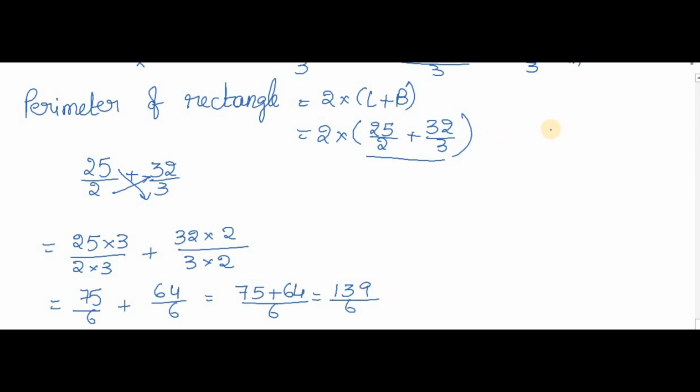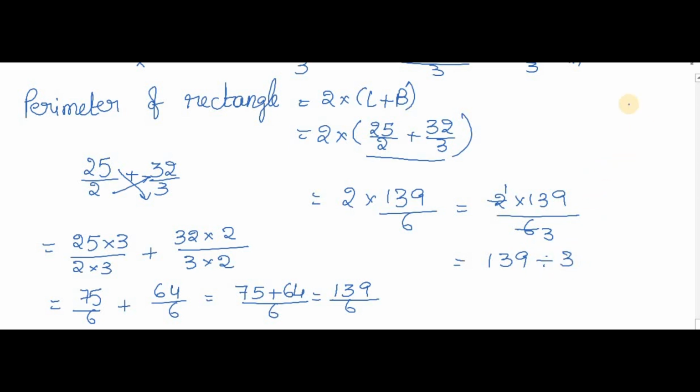So first we will substitute the value and then we will change that into a mixed fraction. So this one can be written as 2 into 139 by 6. 2 1s are 2, 2 3s are 6. This kind of cancellation will come. Okay. Now this will become 139 divided by 3. Now we will go for division here.